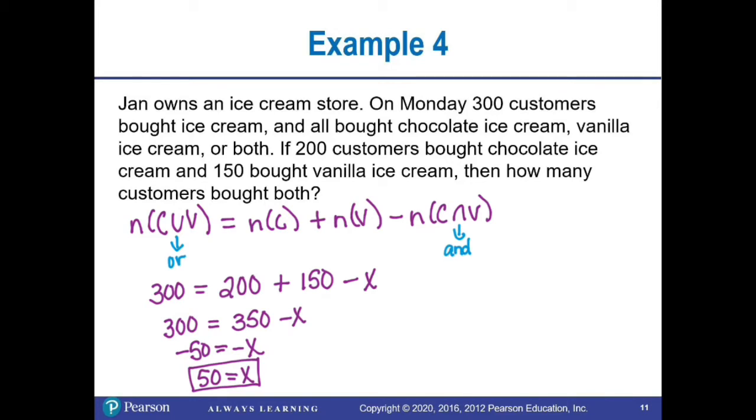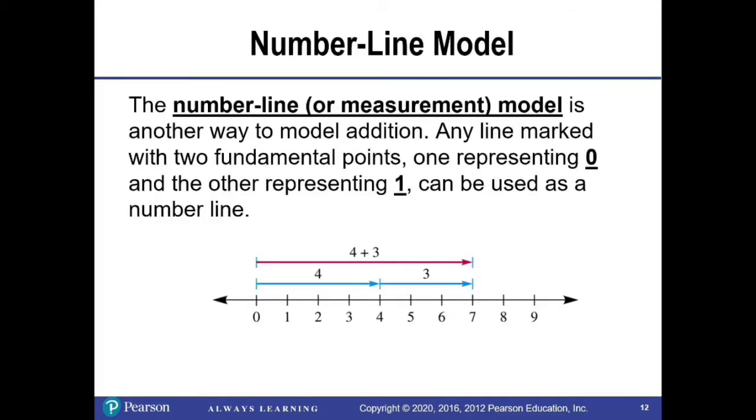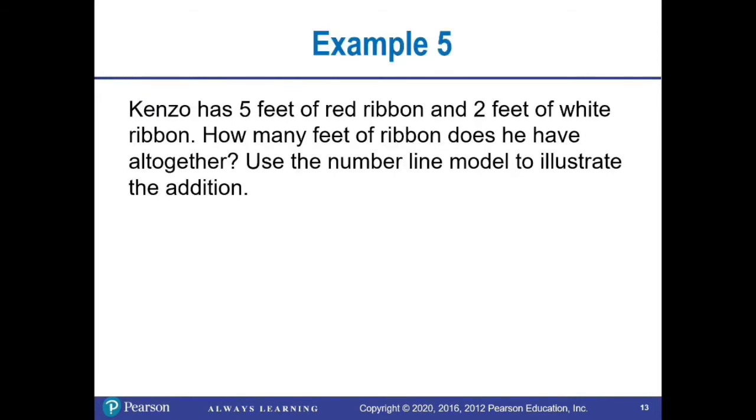Our second model for addition is the number line, or sometimes called the measurement model. Any line that's marked with 2 fundamental points can be used as a number line. The 2 fundamental points are 0 and 1. Kenzo has 5 feet of red ribbon and 2 feet of white ribbon. How many feet of ribbon does he have altogether?